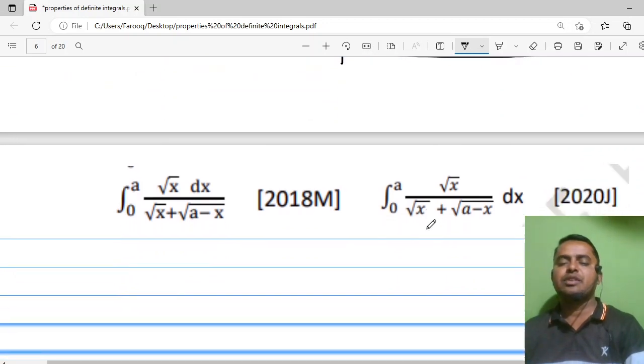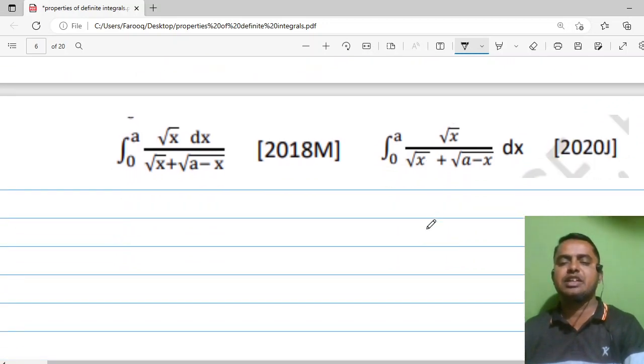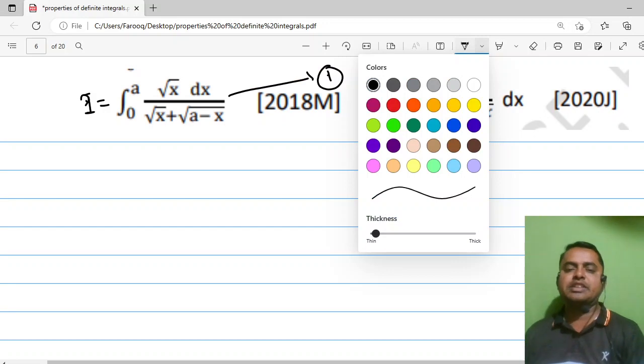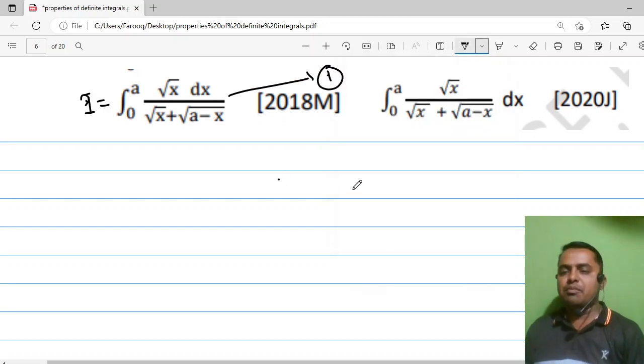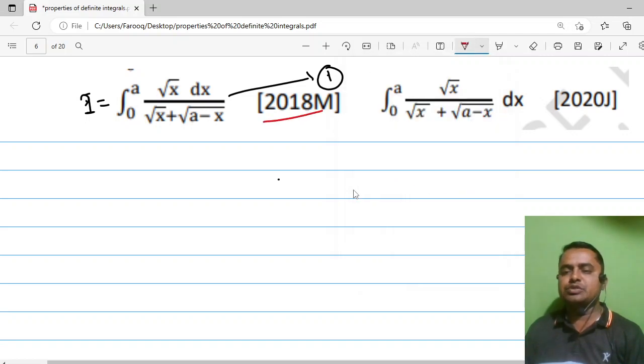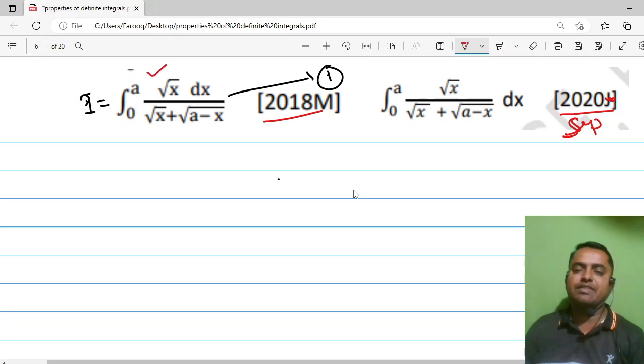So in the next problem, again this question has been asked in the year March 2018 and September 2020. Only thing is that the property is the same, but the problem is different here. In March 2018 and September 2020, the problem is also the same. So let us try to solve this problem.